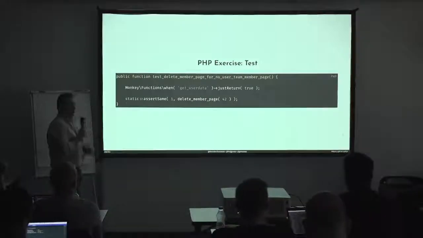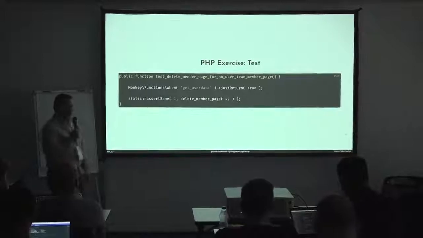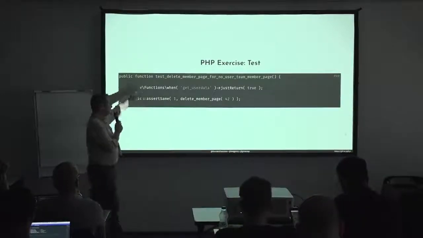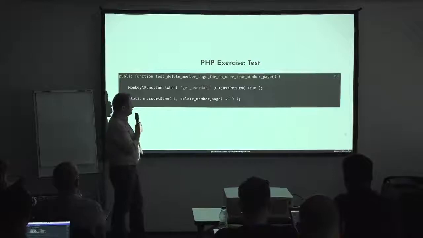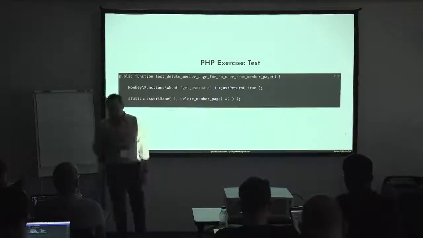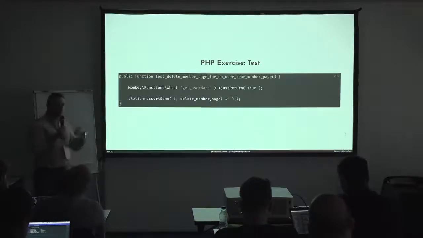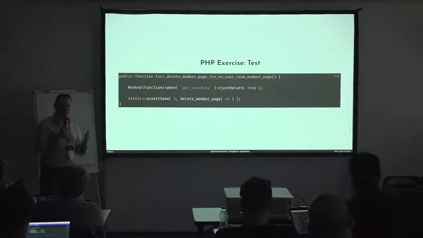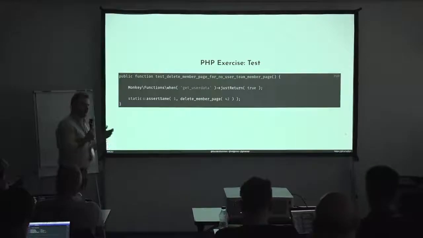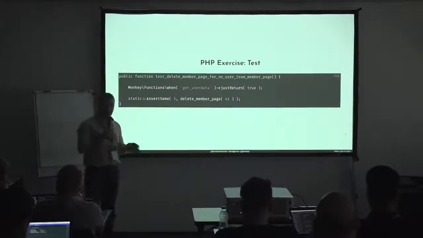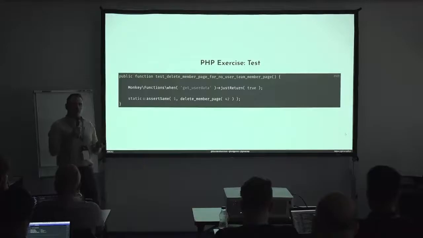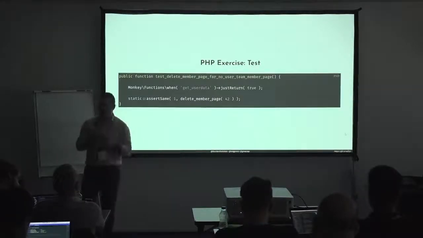So you see here something new, which is this Monkey function when and just return. This is a tool in PHP that allows you to mock the functions of WordPress. Because maybe you see that in the tests you were seeing in exercise one and two, there were no WordPress functions. It was all about PHP.